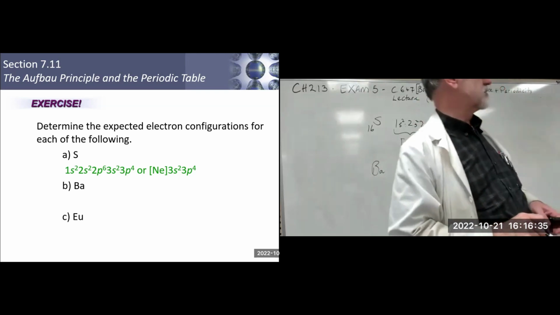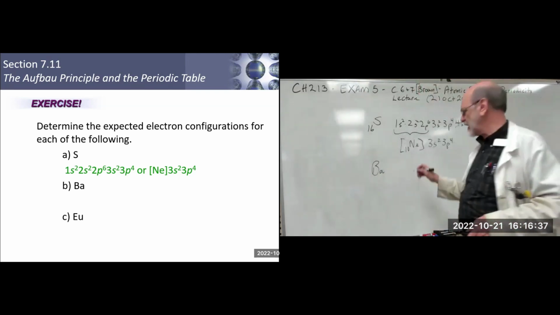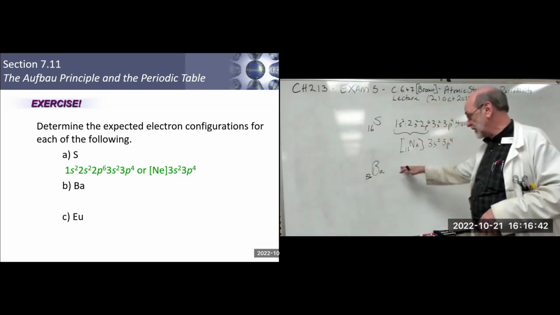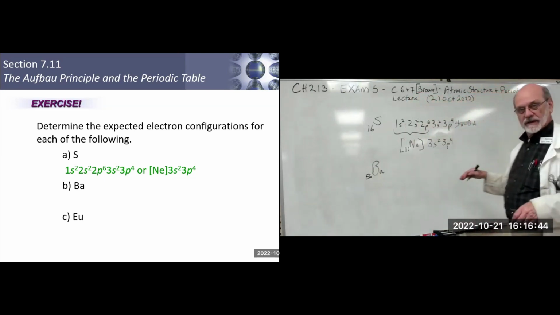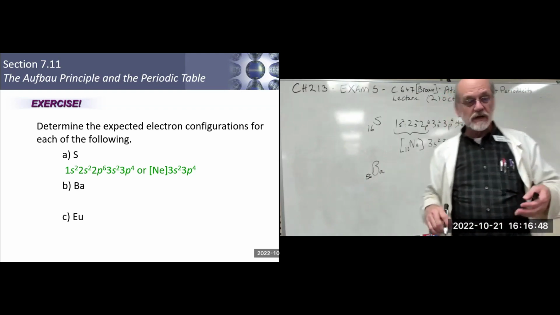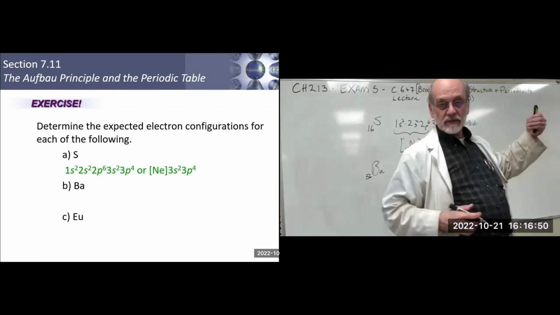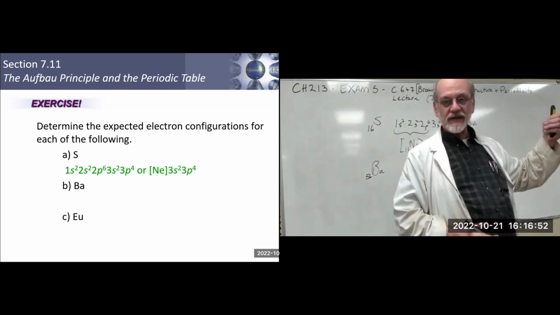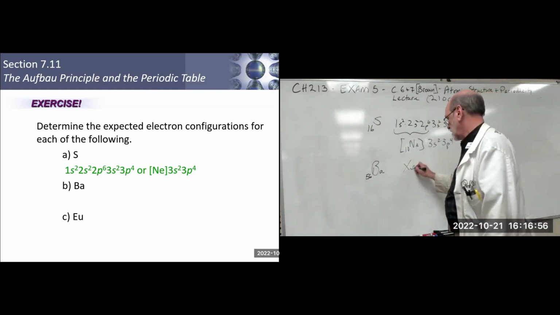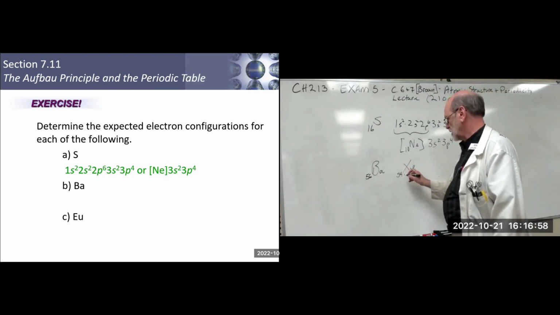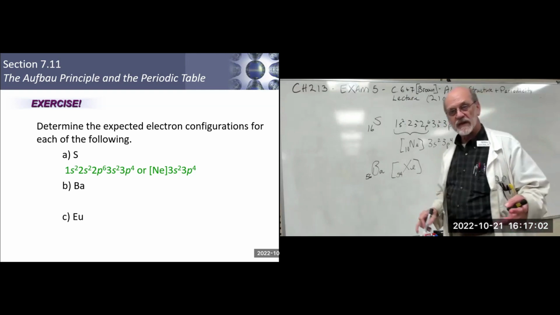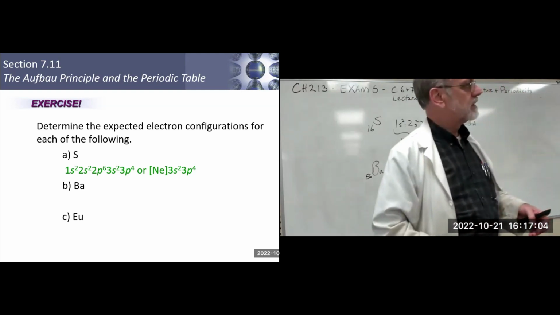Well, barium has 56 protons, which means 56 electrons. I mean, we could write it all out, but shorthand will take us where we want to go. Go to barium, and then back up until you get to a noble gas. The next available noble gas is xenon, with 54 protons and 54 electrons.